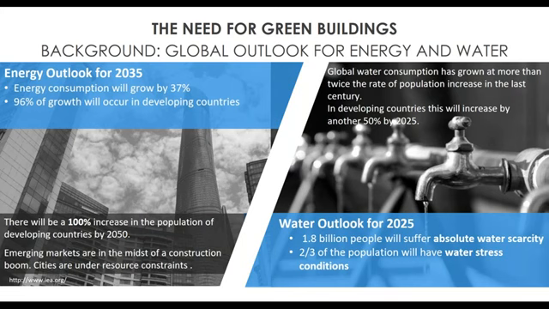In terms of water, global water consumption has grown at more than twice the rate of population increase in the last century. And developing countries will see another 50% increase by 2025. By 2025, it's estimated that 1.8 billion people will be living in countries or regions with absolute water scarcity. And 2/3 of the world's population could live under water stress conditions.